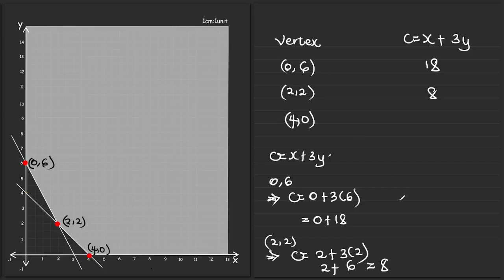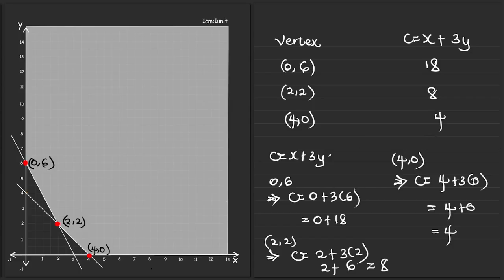Then we come to (4, 0). So at (4, 0), it simply implies we have our c being equal to 4 plus 3 into bracket 0, which then gives us what? A 4 plus 0, which is 4. So the value here is what?